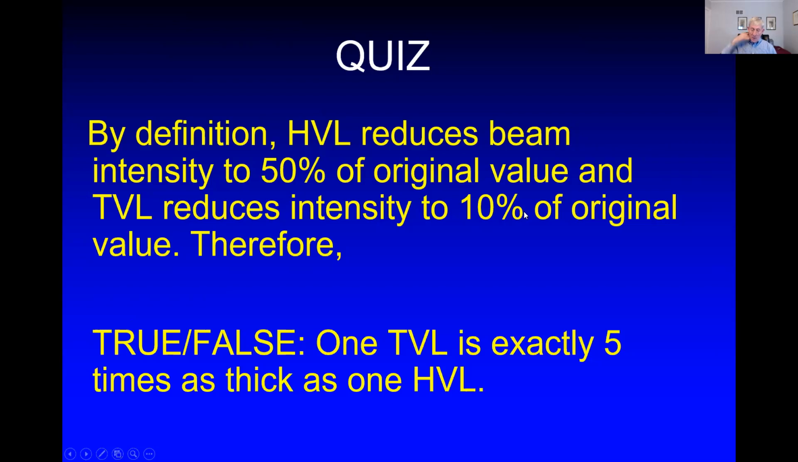But true or false? 1 TVL is exactly 5 times as thick as 1 HVL. We know it cuts out 5 times as much radiation, 50 to 10, that's a ratio of 5 to 1. But is a TVL 5 times as thick as an HVL? True or false?